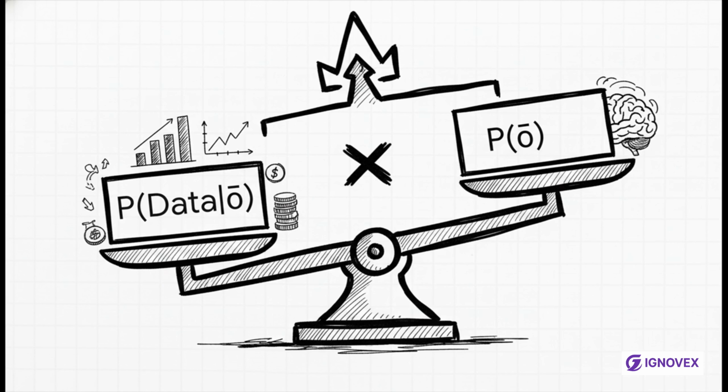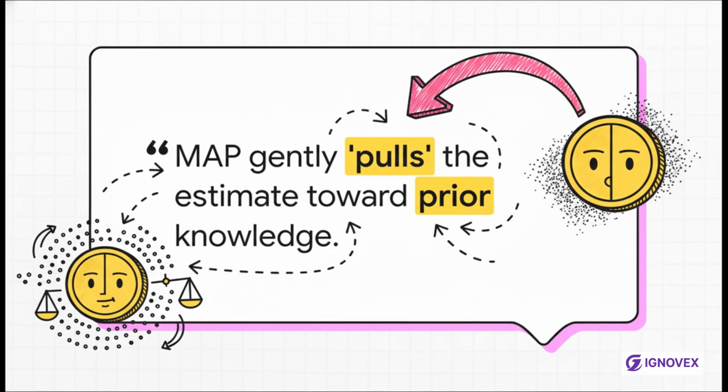So the key is this. MAP isn't just maximizing the likelihood of the data, it's maximizing the likelihood of the data combined with the likelihood of our prior belief. It's a total balancing act. And this quote just nails the effect. MAP takes that extreme 80% guess from MLE and gently pulls it back toward our prior belief, the idea that the coin is probably fair.